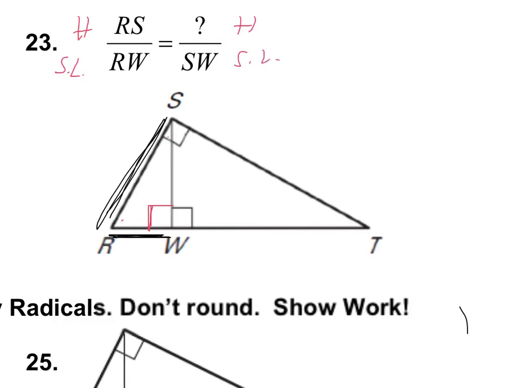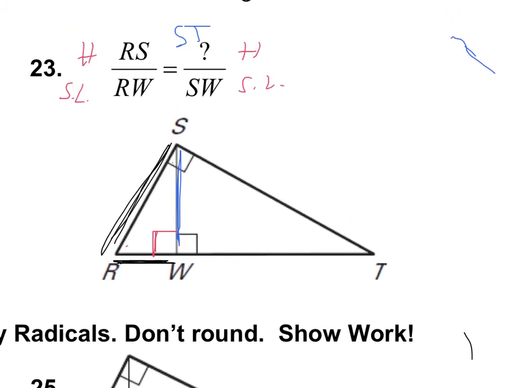So SW is the short leg, and we need to find the hypotenuse of that same triangle. Now, which triangle is SW the short leg of? It's not this triangle on the left. SW would be the longer leg of that. SW is the short leg of this medium-sized right triangle. And so the hypotenuse of that is ST. So ST is the answer. That's the side that matches up.